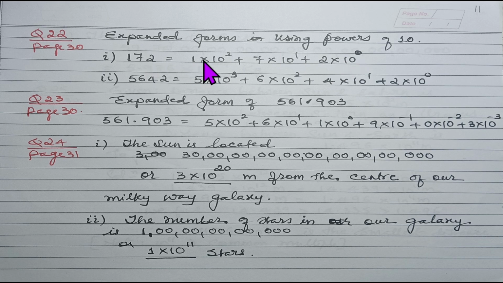So therefore, taking the products of place value and face value for each digit, and taking their sum, is the expanded form of 172. So also we can expand 5642.